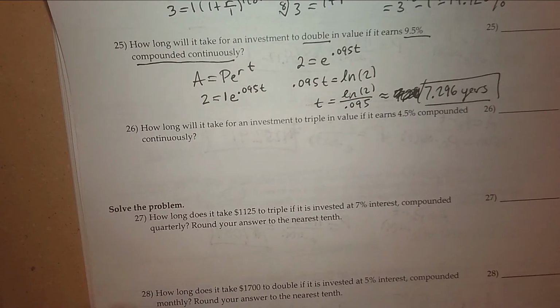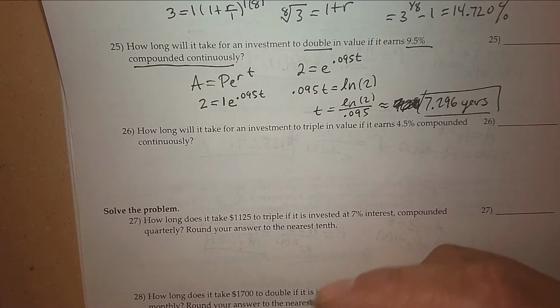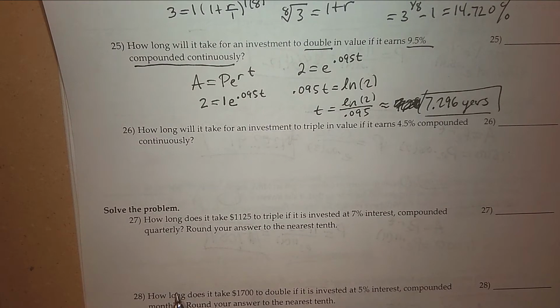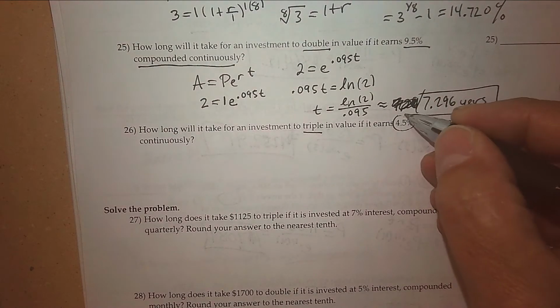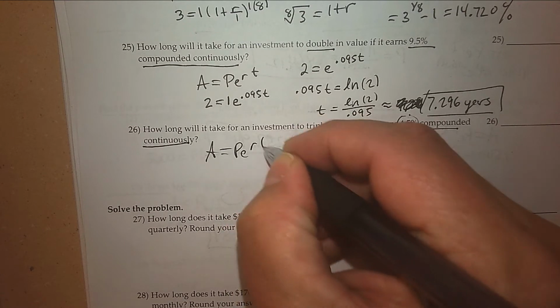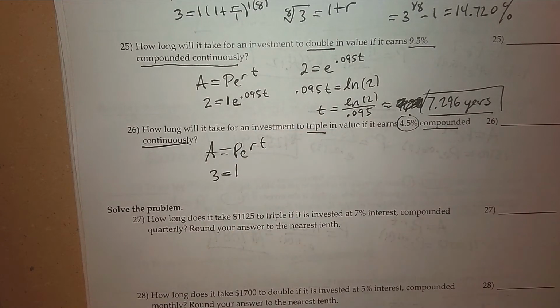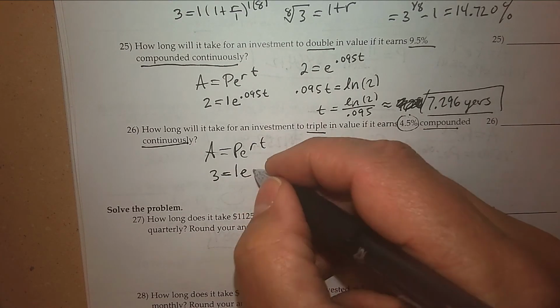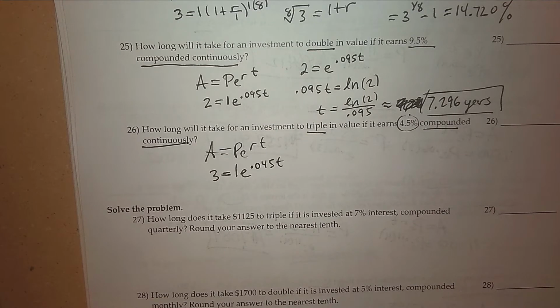26. Feel free to do it first, of course, and then play the video to see if you did it right, or you can practice with me. How long will it take for an investment to triple if it earns 4.5% compounded continuously? So that's the indicator. There's the formula. Triple, I'm going to pick two numbers that are triple. Interest rate as a decimal is 0.045. T is what I'm looking for.